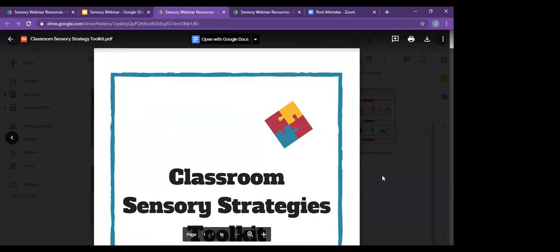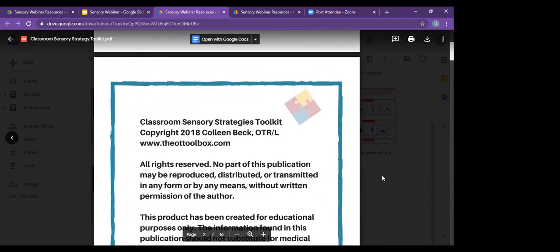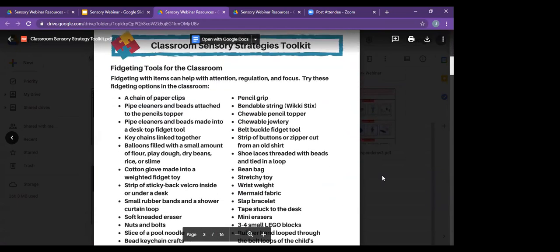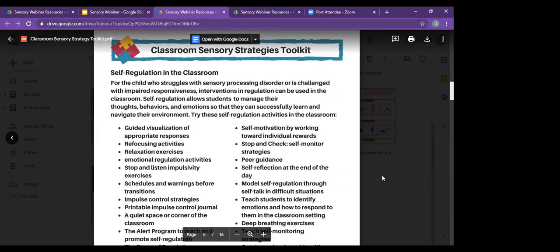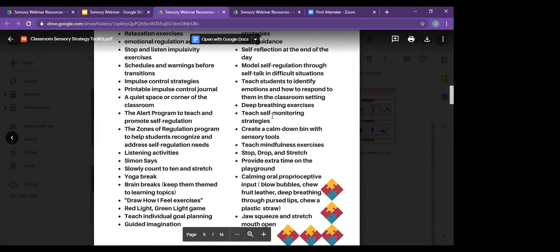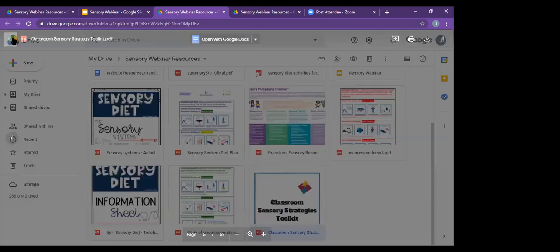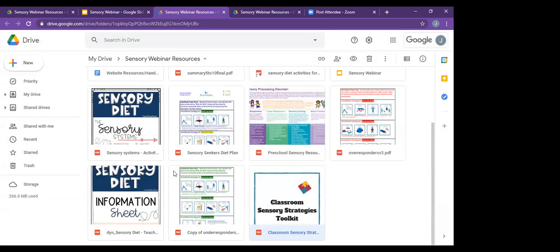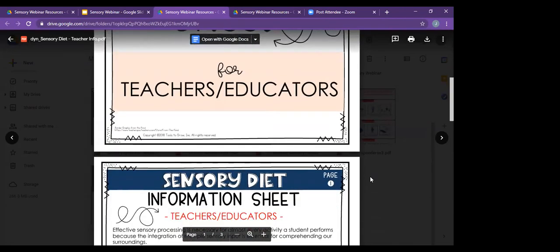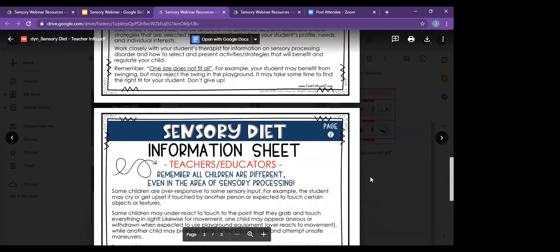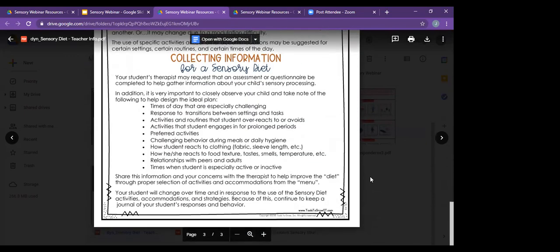This is like a 16-page resource, and it goes by fidgeting tools, adaptive seating, self-regulation. So it has so many great ideas. And then here is the sensory diet information sheet I wanted to throw in here, and kind of what those are, what they look like, explains more about them.